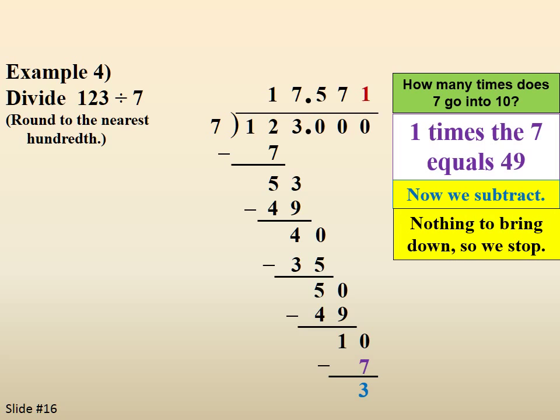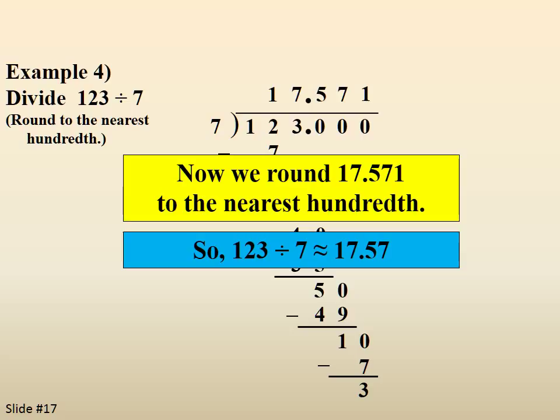Okay, and now there's nothing else to bring down because we put our zeros out there as necessary in the beginning. So now we're going to round. So we have 17.571. Rounding to the nearest hundredth is 17.57.